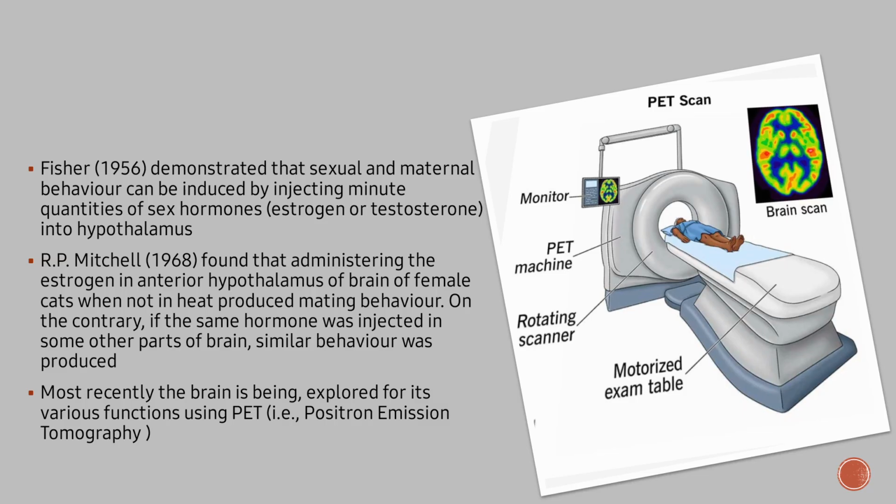More recently, the brain is being explored for its various functions using positron emission tomography. The two important classical experiments were performed by Fisher and R.P. Mitchell, which demonstrated that sexual and maternal behavior can be induced by injecting minute quantities of sex hormones into the hypothalamus. The other is administering estrogen in the anterior hypothalamus of female cats not in heat, which produced mating behavior. On the contrary, if the same hormone was injected in some other parts of the brain, similar behavior was not produced.